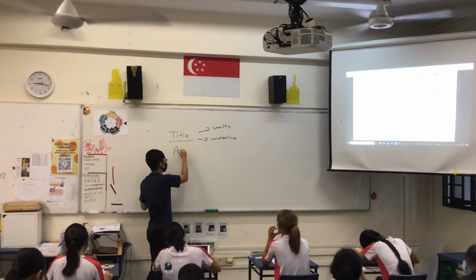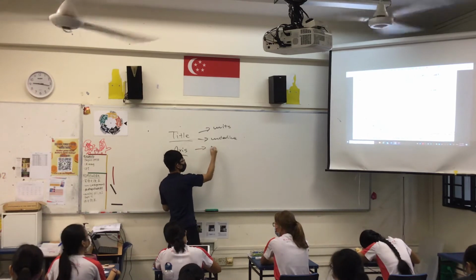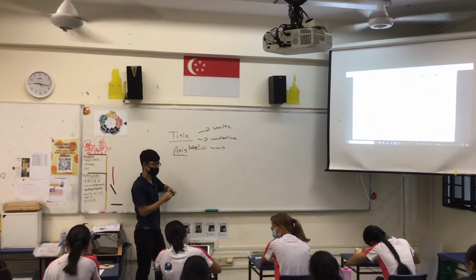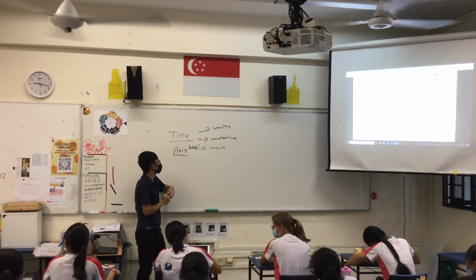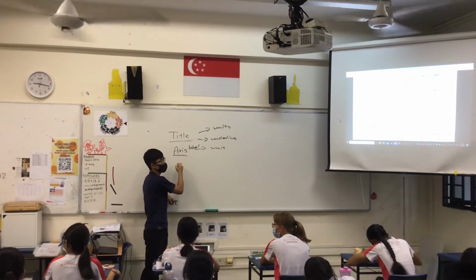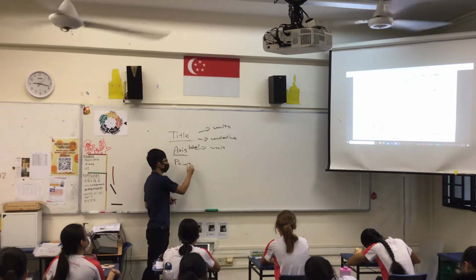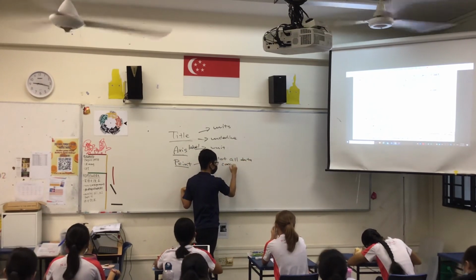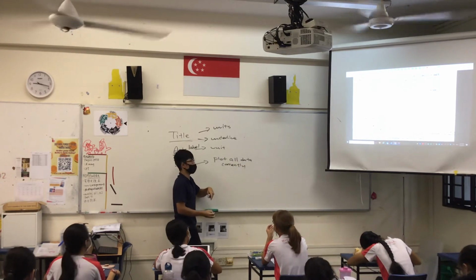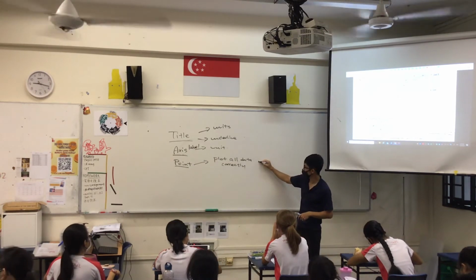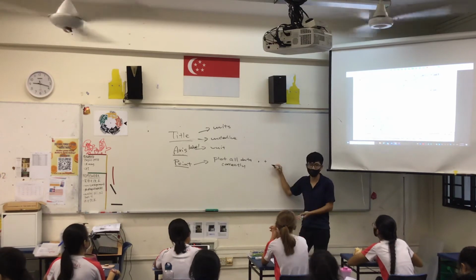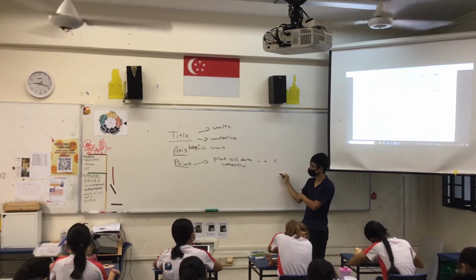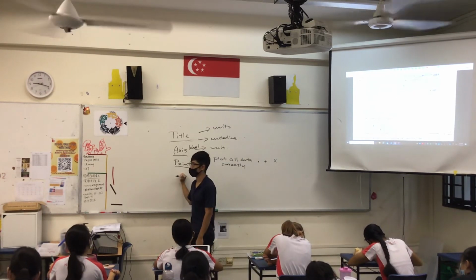Next, on axis. Make sure you label your axis. Your axis also needs to come with units when you label. Data, please do not plot your data with a dot or a plus because we cannot see the plot. Okay? Instead, plot your data with a cross. Yeah, this will be clearer to the marker. What else? Axis, the scale.